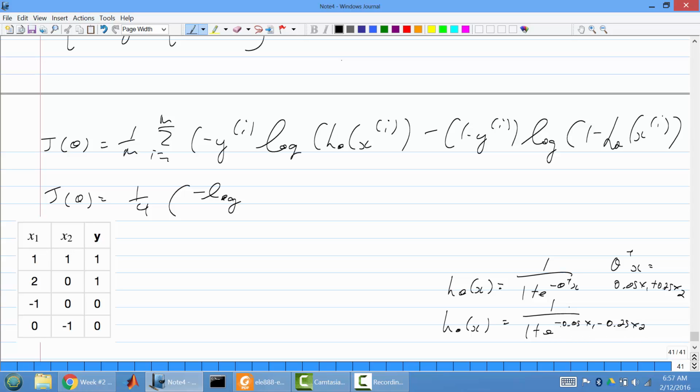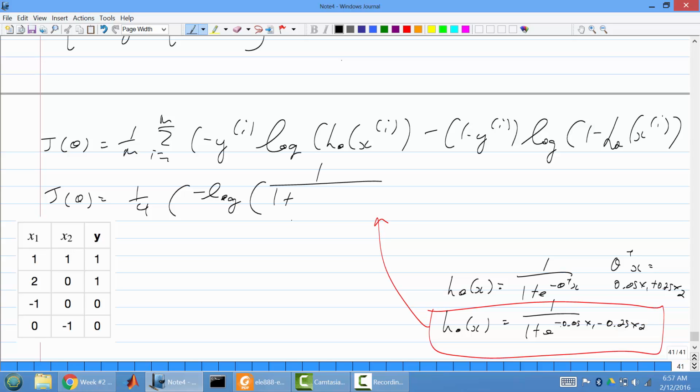Because of the negative. So this is the new hypothesis, okay? It's going to be substituted into every single one of these values. So you have log, and then h of theta x1. Actually, you have log, and then 1 over 1 plus e to the minus 0.05, and then x1 is 1. Okay, and then minus 0.25 times 1, which is x2.